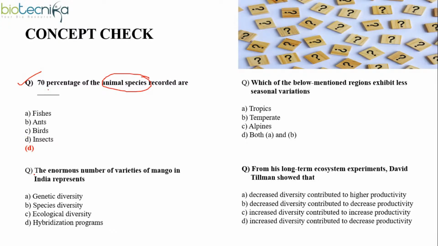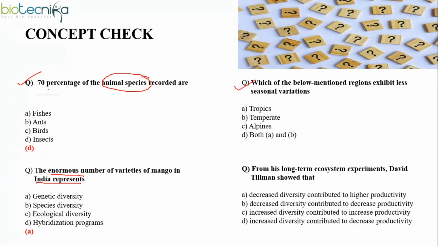Another question: the enormous number of varieties of mango in India represents what? Is it genetic diversity, species diversity, ecological diversity, or hybridization programs? It is genetic diversity. In the very beginning, I told you three main components, and I gave the example of rice varieties, rice strains, and mango varieties as examples under genetic diversity.